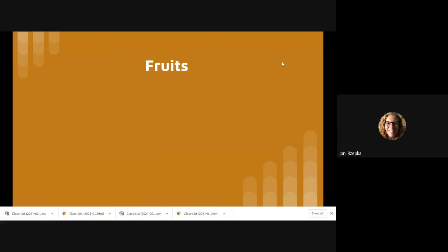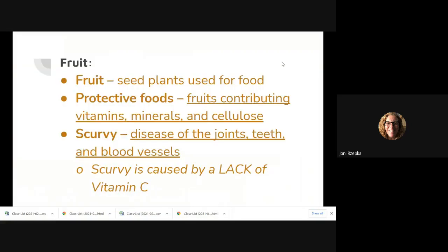All right, so here we go. Fruits are considered seed plants that are used for food. They're a protective food. Fruits contribute vitamins, minerals, and cellulose. In the next few slides, I'll break down the vitamins, minerals, and what cellulose is all about.